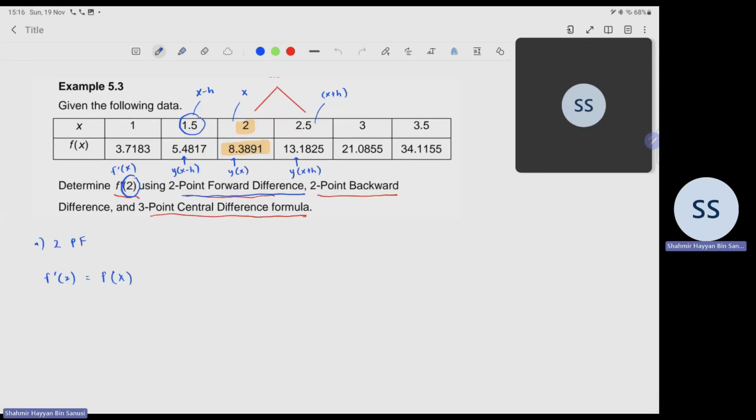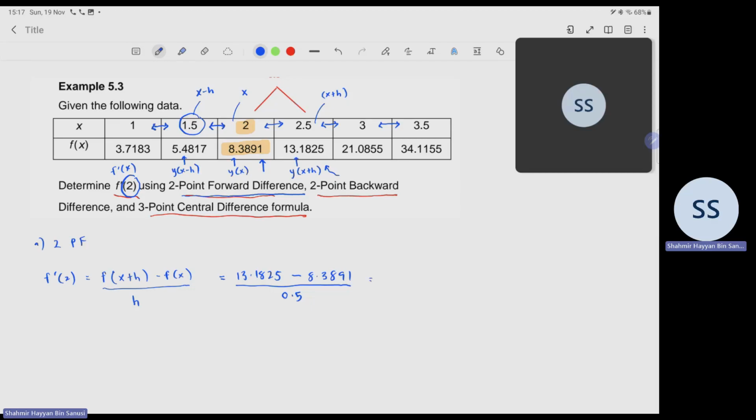So basically, the equation is f(x plus h) minus f(x) over h. So what is our f(x plus h)? This is our f(x plus h), 13.1825, minus our f(x), 8.3891, over h value. The h value, as I mentioned, is the step size. So you know that our step size is 0.5, because 3 minus 2.5 is 0.5 and 2.5 minus 2 is 0.5. And you must remember that the h value remains for all. In between 1 to 1.5 is 0.5, in between 1.5 to 2 is also 0.5, and so on.